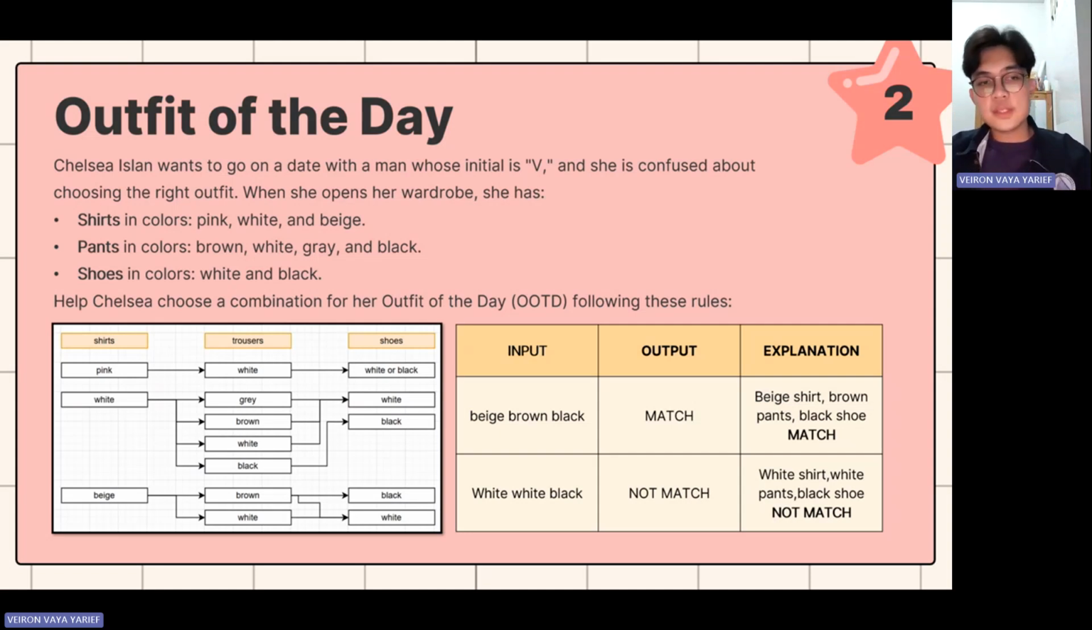So if the shirt is pink, trousers is white, the shoes is white or black, it doesn't matter. It will output match, right? But outside that combination, it will not match, right? Okay, and you can read it the same way for the white, the beige.